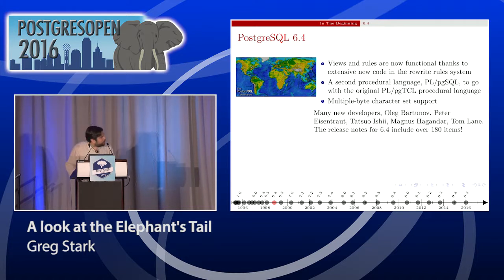So that map is from the website at the time. It used to be on the Postgres website, and there are pins all around the world for where there are developers. Unfortunately, even if it was full screen, the pins are hard to make out on the projector.